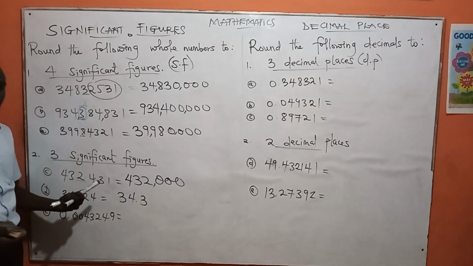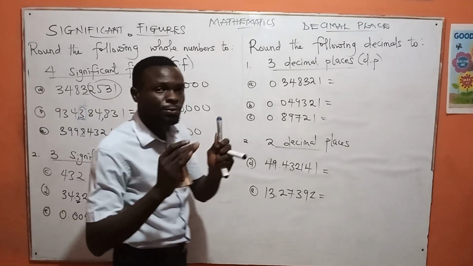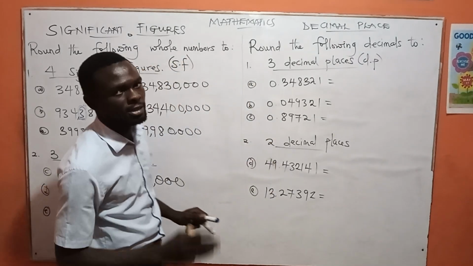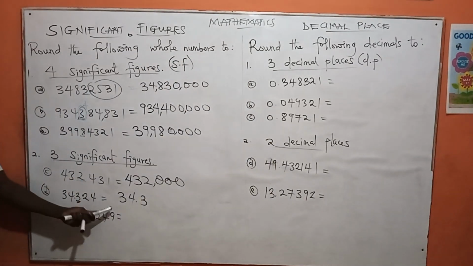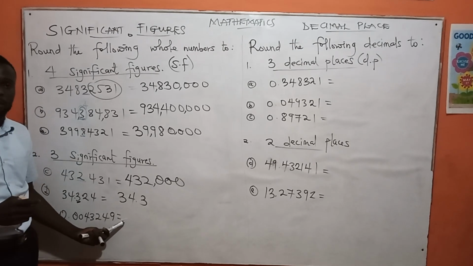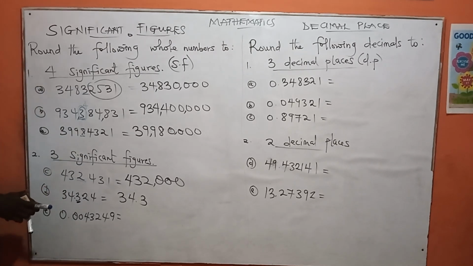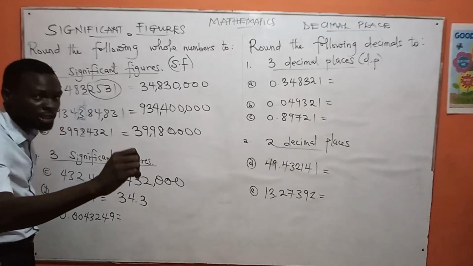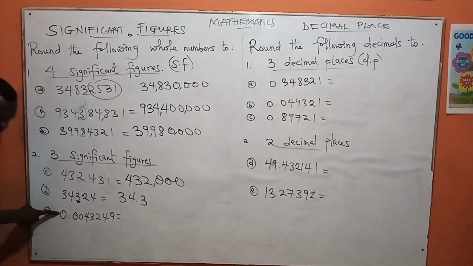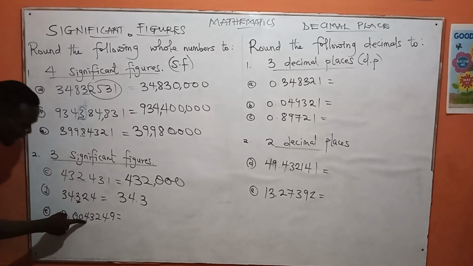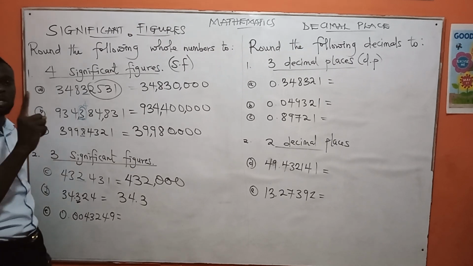So 3 significant figures simply means that you start from the first non-zero digit and count to the given significant figure. Let's look at the last one. Now this last one happens to be a decimal, and I am to write it in 3 significant figures. How can I write it in 3 significant figures? I'm just going to start from the non-zero digit. The first number is 0, so we are not going to start here. So I'll move to the next one. It is also 0. I'll move to the next one. It's also 0. Now the next number is not 0. So the first non-zero digit is 4.